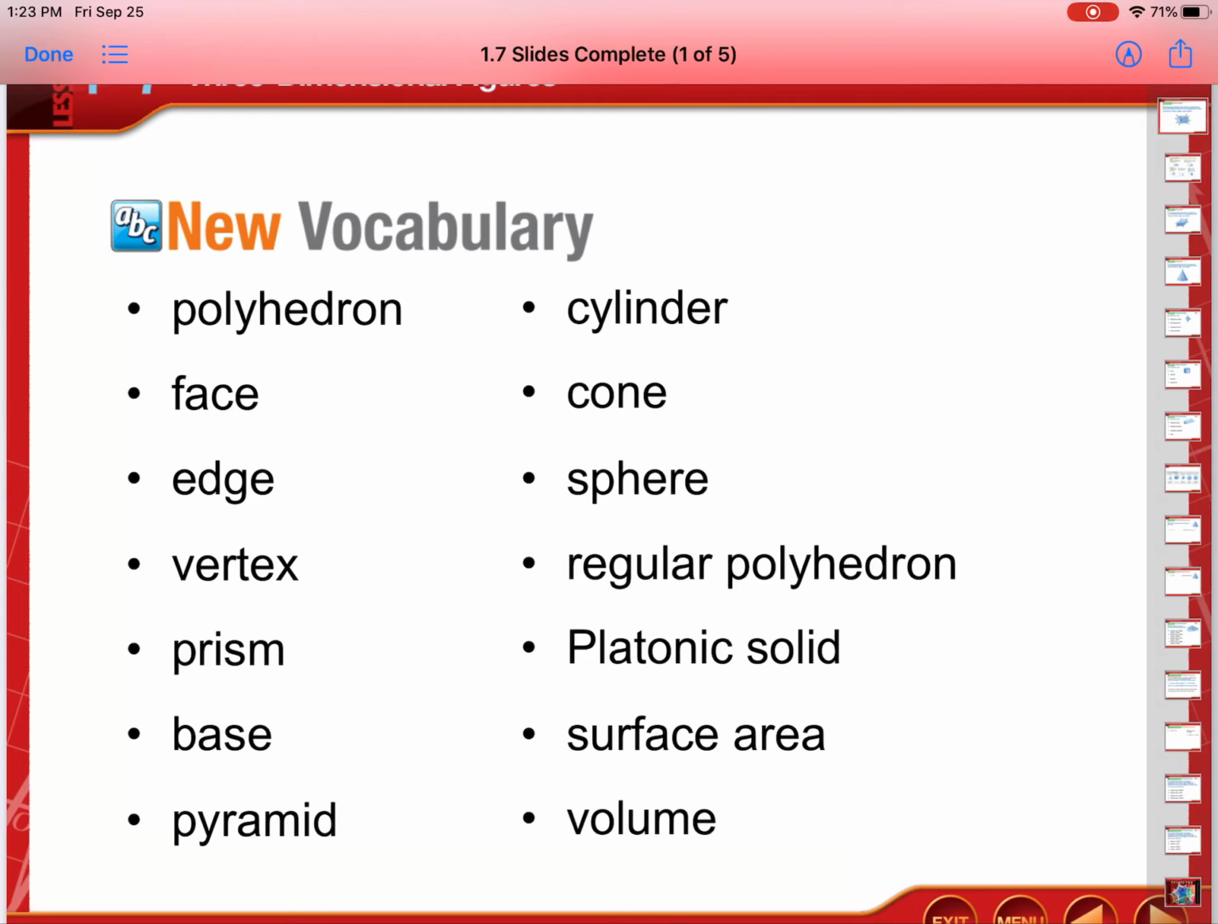A polyhedron is a solid figure with many plane faces, so faces that are planes, and typically they have more than 6 sides, but that's not as important as it's just a solid figure with plane faces. A face is just like a side of a three-dimensional figure.